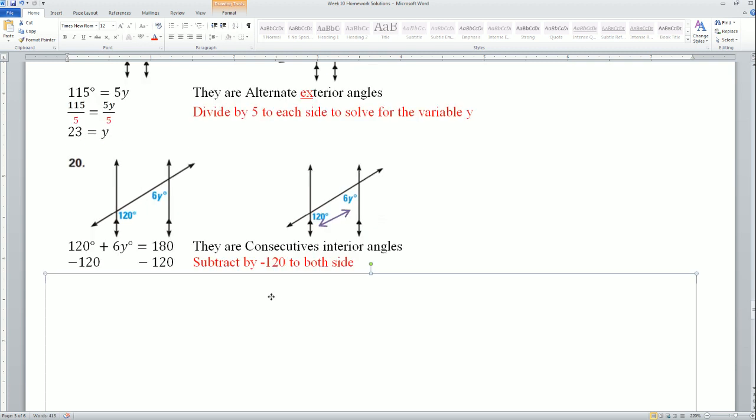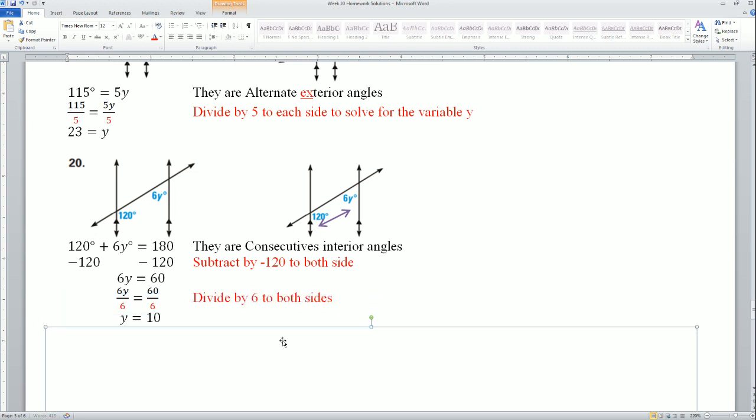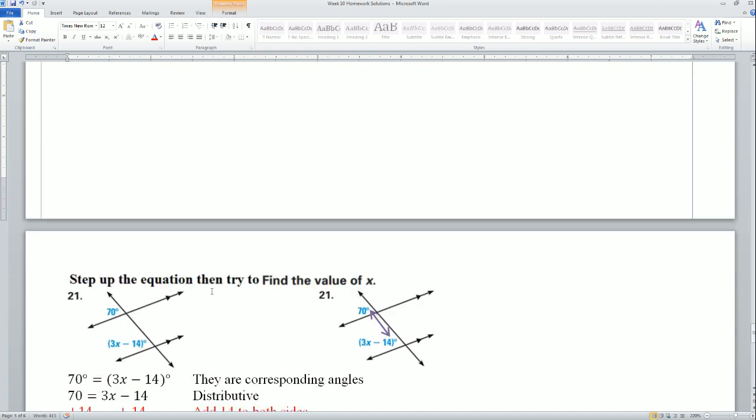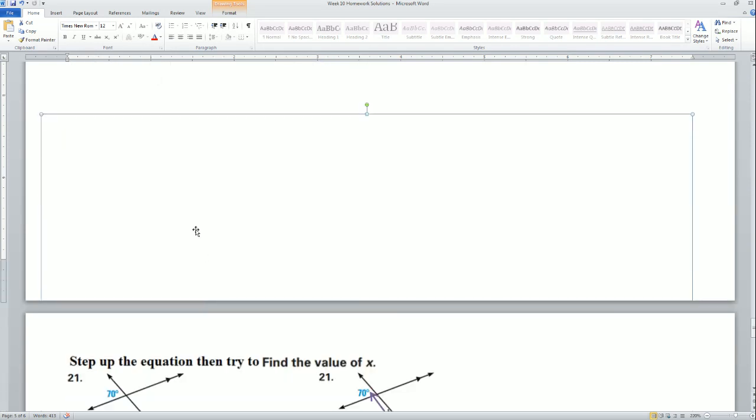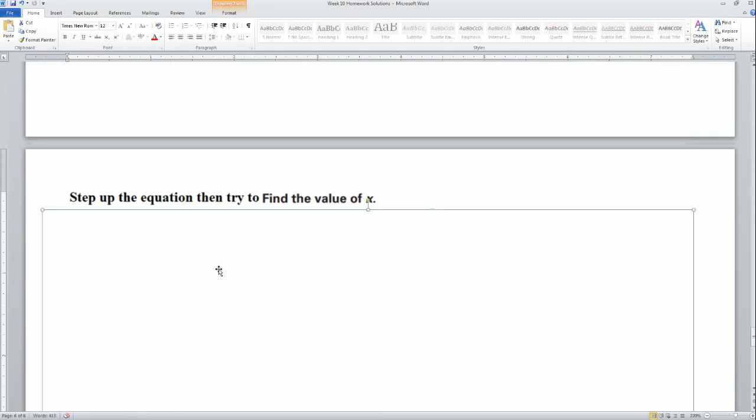Subtract 120 from both sides. I get 6y equals 60. Divide 6 to both sides. I get y equals 10. Alright, and that's it. That's 18, 19, and 20. We have 21 down here. Alright, 21, it says set up the equation and try to solve for the value of x.